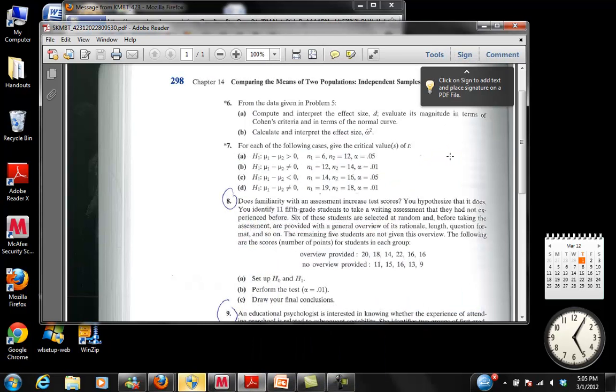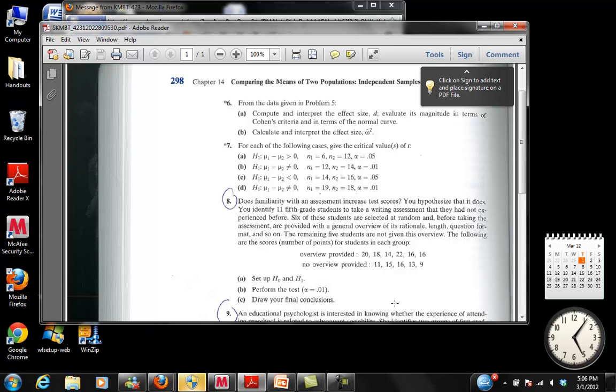So this is number 8 from chapter 14 homework. It looks at whether familiarity with the assessment increased test scores. They had two groups of students, and notice they're two different groups of students. That's why this is a two-sample t-test, not the second thing we talked about, which is matched pairs. These are just 11 students. They put 6 in one group, 6 in the other group. They're not paired or matched in any way. One group was given an overview of the test before the assessment, and the second had no overview. This is kind of like going for an interview and whether they give you the questions in advance or you don't.